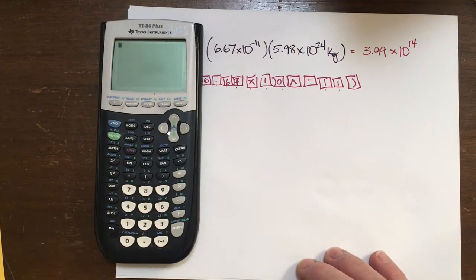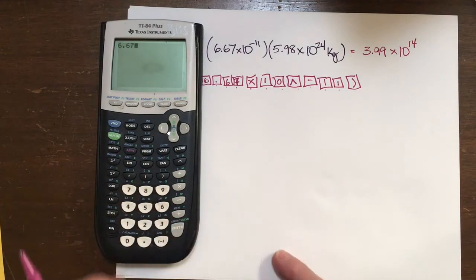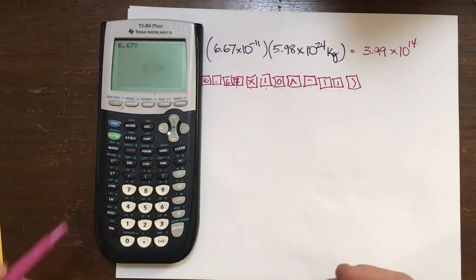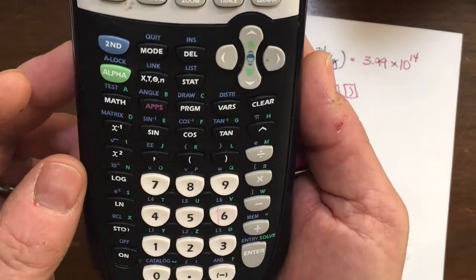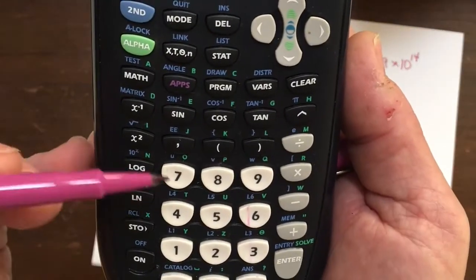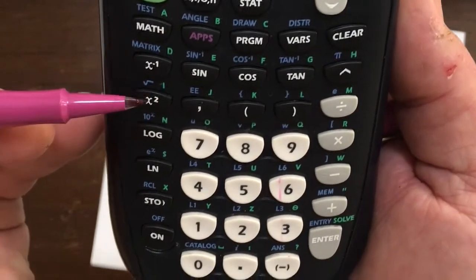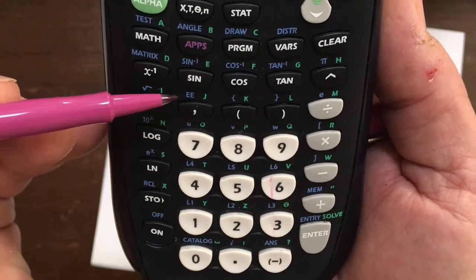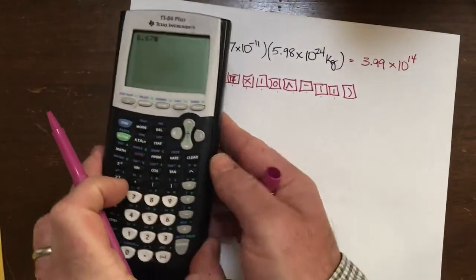Turn on the calculator, and I enter the first number, 6.67. Now, on this calculator, you've got to get really close to see it, but right above the comma button here is EE. I hope you can see that okay. So it's the second function of the comma button.